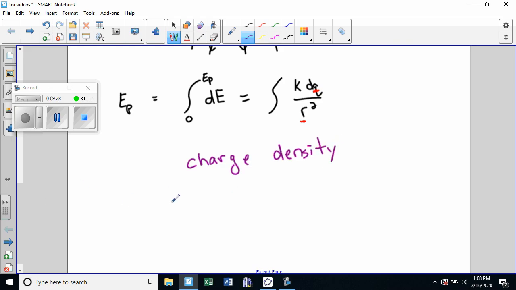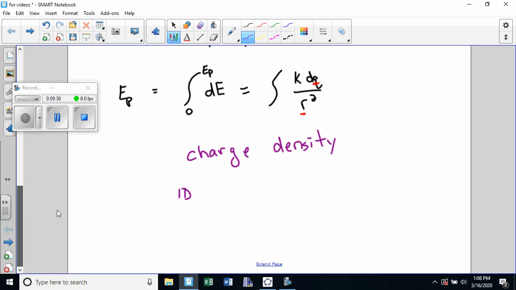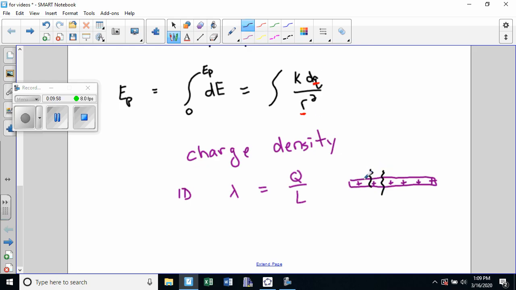Charge densities. In one dimension, if we have something like a bar or a wire, we're going to use lambda for charge density, and that would be total charge divided by total length. What that means is, for this bar or one-dimensional object that has charges uniformly distributed along it, okay, plus. If they're uniformly distributed, it means that any chunk of this bar that I cut would have the same ratio of charge to length. Any length that I cut would have the same ratio of charge to length.